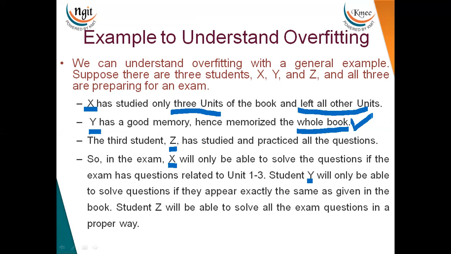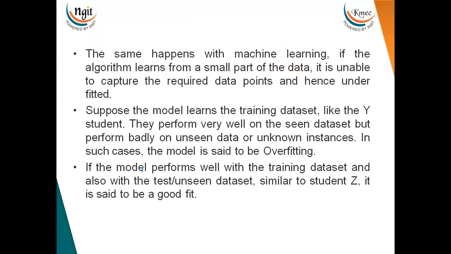But Z, as he has covered all the questions, there is nothing called a seen and unseen differentiation for Z. He will perform well for all the questions given in the exam. Now, you will easily understand what I mean by X. X is a model which is underfitted. Z is the optimistic model, that is the generalized model. And Y is the overfitted model. That is what is stated here. X is underfitted, Y is overfitting, and Z is the generalized model.